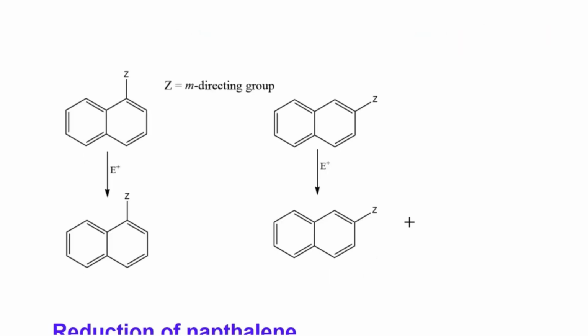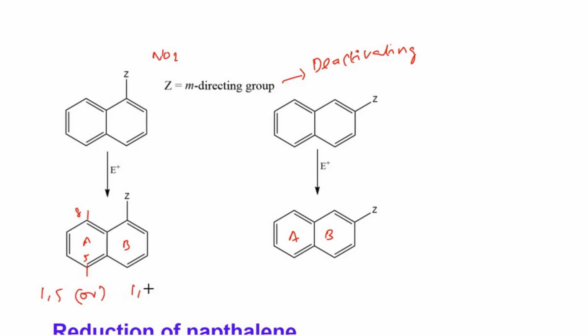Now we move on. If Z is a meta-directing group, as you know, meta-directing groups are deactivating groups. Let us consider Z as nitro. Nitro is a strongly electron withdrawing group. As a result, it will withdraw electrons from the ring system, so the incoming electrophile will always be directed to the other ring which is not substituted. You see, it will always prefer to go to ring A, not B. So this will give substitution at either 1,5 or 1,8. This is the 5th position and this is the 8th position. So you always get 1,5 or 1,8 substitution.